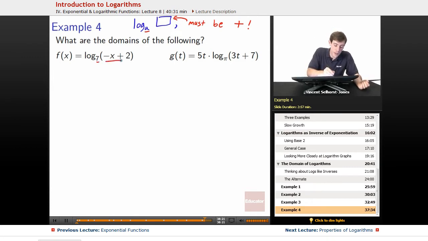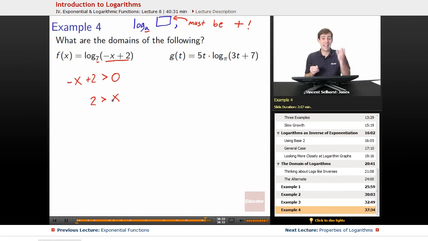So we know the thing that log is operating on here is negative x plus 2. So we know that negative x plus 2 must be positive. It must be greater than 0. We move the x over. We have 2 has to be greater than x. So x has to be less than 2.